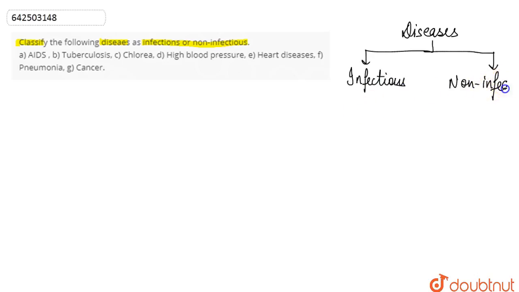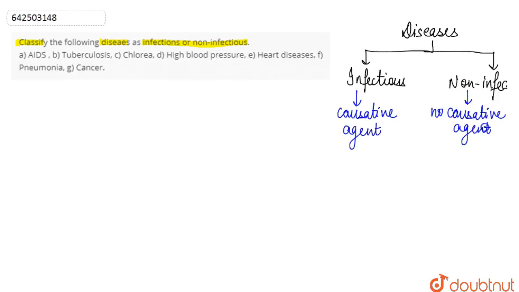The infectious diseases are those diseases that are caused by a causative agent that transfers from one person to another. If we talk about the non-infectious diseases, they do not need any causative agent. They are just caused by abnormal cell growth or some sort of abnormality in the body. So they have nothing to do with a causative or infectious agent.